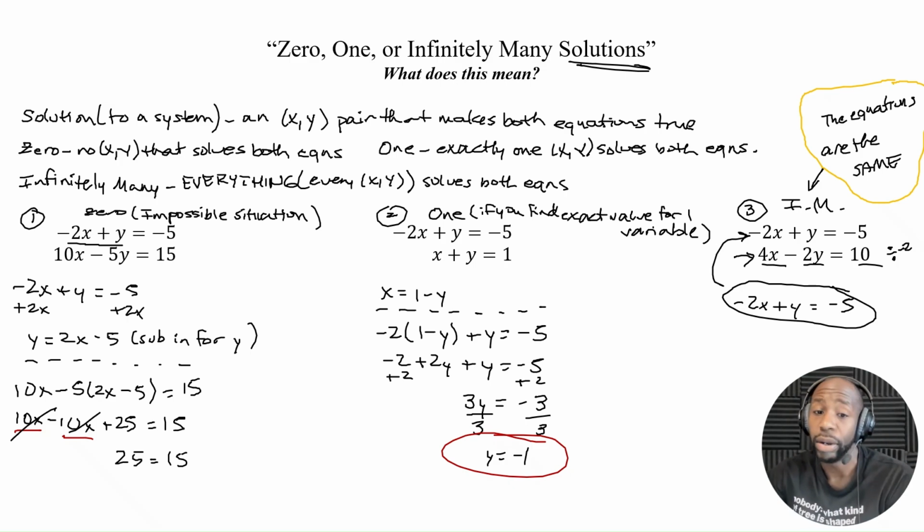Okay? Now, let me do this, because this is one of the ways that people talk about a lot already, but I'm going to help you to understand this. If you look at a system that has zero solutions, check this out. Let me use a different color here. When I solve this equation for y, y equals 2x minus 5.